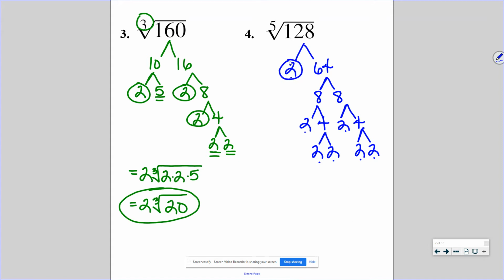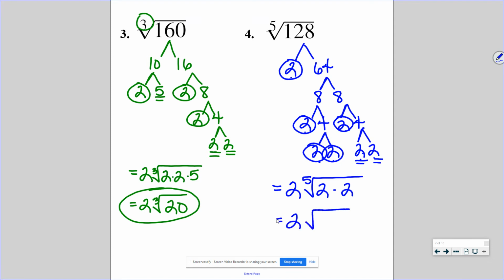thing to be able to remove it from the radical. So 1, 2, 3, 4, there's 5. So I have 5 2s, so I can remove a 2 from the radical. And then what's left are these 2 guys here at the end. And remember that you multiply anything that's going to be in the same location, in this case inside of the radical itself. And this means I'm going to have a 4 inside of my 5th root. So my answer is 2 5th root of 4.